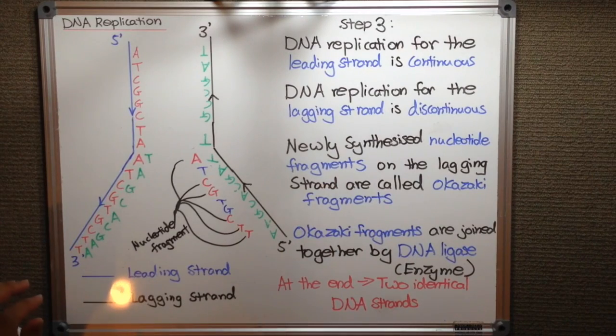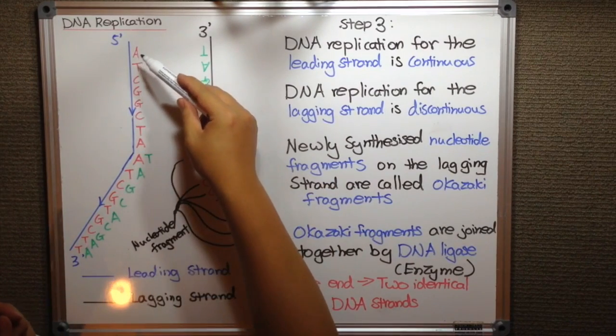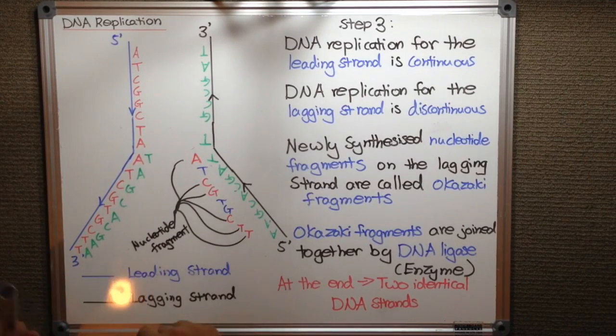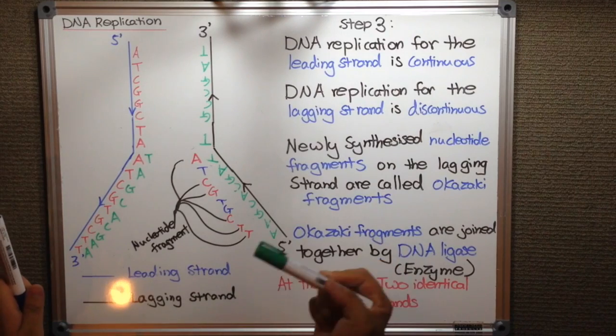The leading strand is really easy to read because the sequence is reading down this way. It's really easy for the DNA polymerase to read and just add it up. So leading strand replication is always continuous.